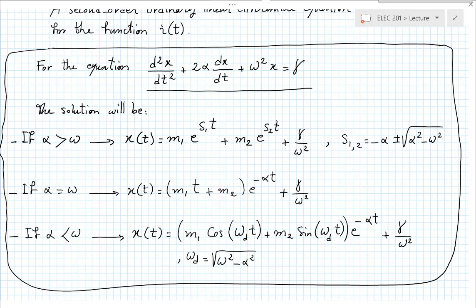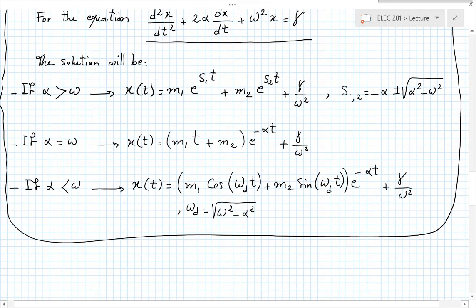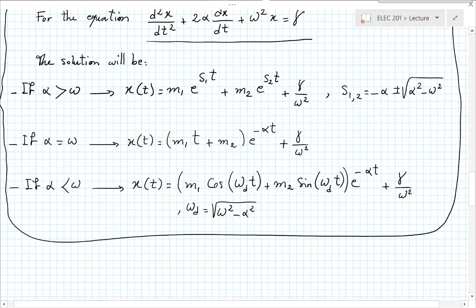And by the way, there are names for these that we'll soon talk about why. So if alpha is greater than omega, this is called overdamped. If alpha and omega are equal, it's called critically damped. And if alpha is smaller than omega, it's called underdamped.